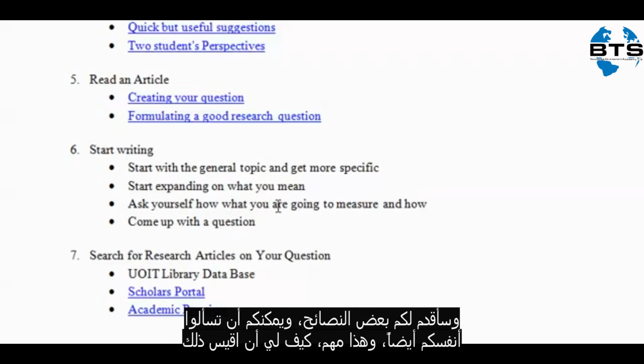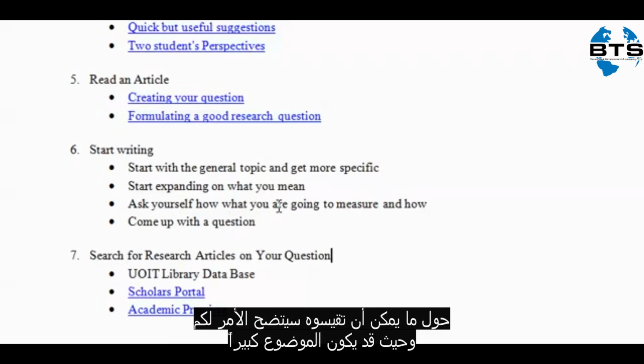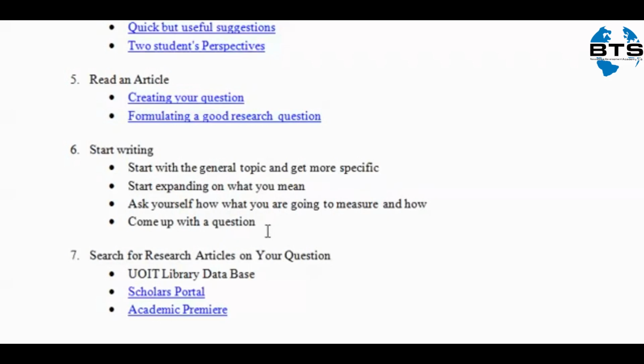You could also ask yourself, and it's very important, how am I going to measure this? How am I going to come up with the evidence? And that's really important because that'll help you specify it, because as soon as you start thinking about how you're going to measure it, then it'll become very clear to you that your topic might be too big.